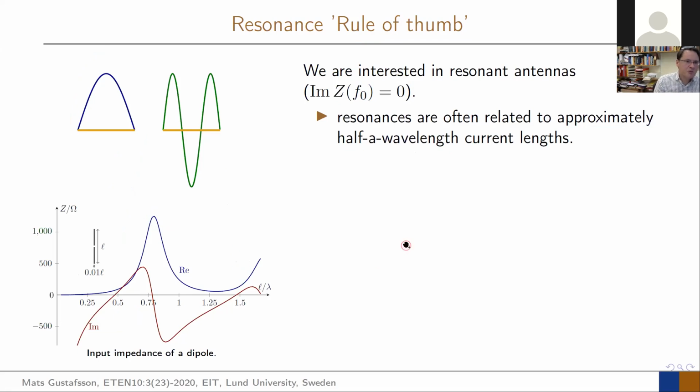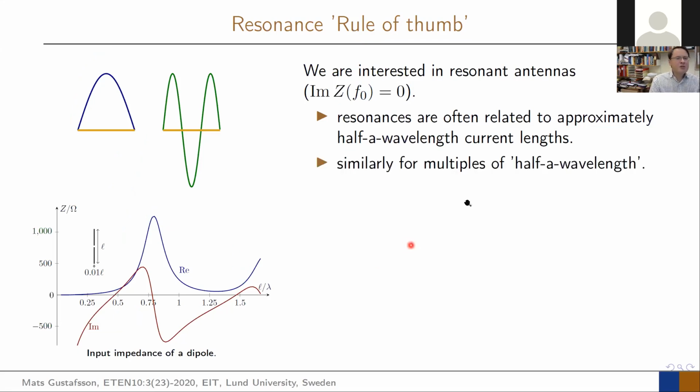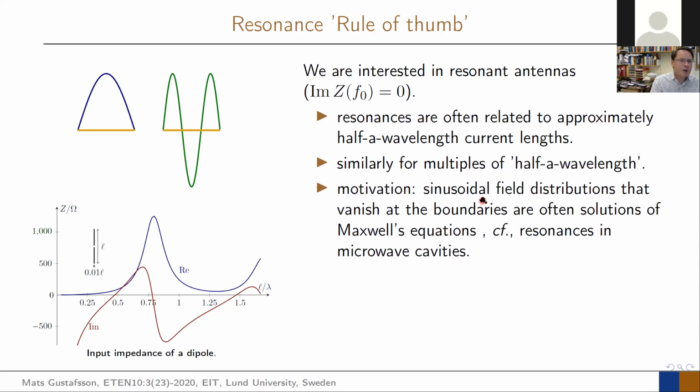But resonance is what you would like to be. And you get resonances typically for half a wavelength multiples too. So you get it at 0.5, 1.5, and between them in these dipoles, you get an anti-resonance, a little bit shifted in these cases. And the motivation for this is that these sinusoidal field distributions are somehow solutions to Maxwell's equations.